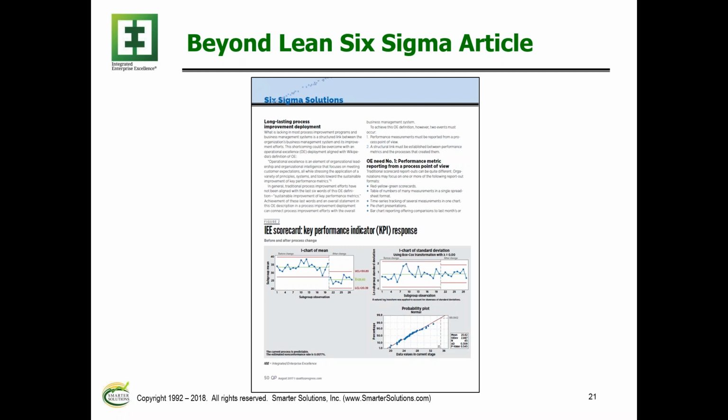Now, how are we going to do that? Well, I'm suggesting using an operational excellence system. Now, operational excellence means different things to different people. Some people say it's just process improvement. Now, I like the old definition that Wikipedia had, and that's listed on this page here, but I want to focus on the last 6 words. It talks about sustainable improvement of key performance metrics.